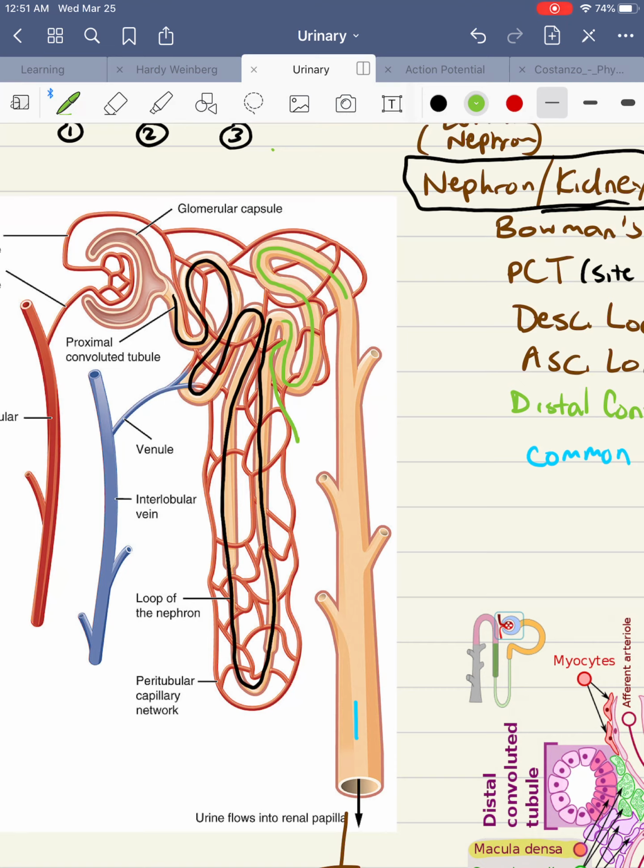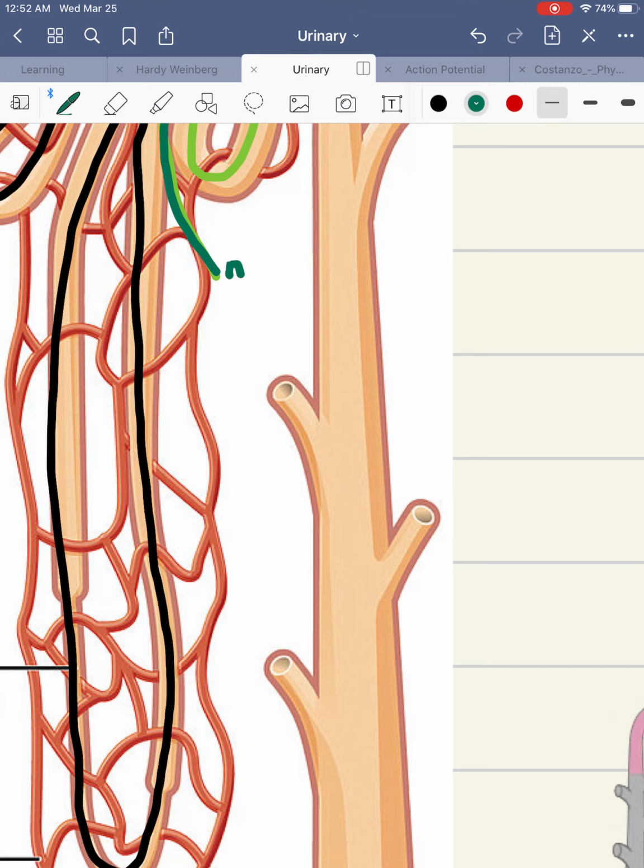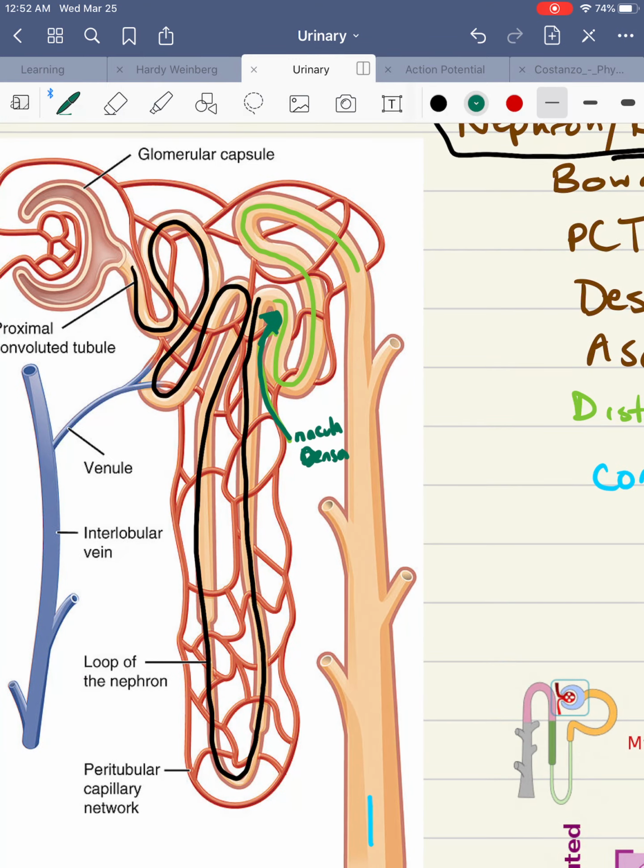And the first early part of the DCT, we actually call this the macula right over here. Let me just put a different color. I'm going to put a dark green. This part over here, which is the early part of the DCT, it's called the macula densa. I'm just going to write this really small. So what is the purpose of the macula densa?